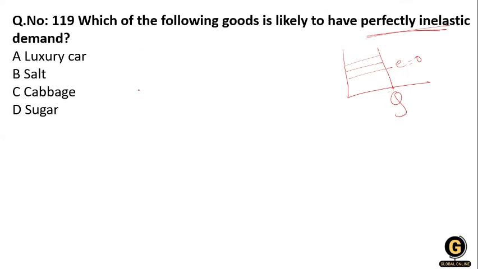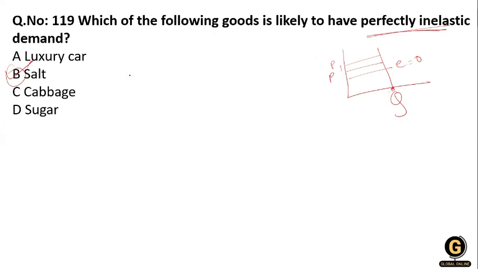That means this is the best example of salt. If the price increases from the normal price, the quantity consumed by people will still be the same. They do not change. The demand for salt is inelastic because irrespective of the change in price, the demand for salt remains the same. So that's why salt is the right answer.